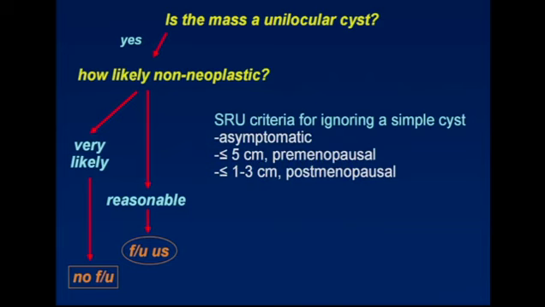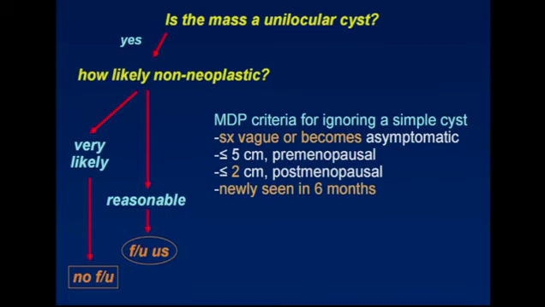So again, the SRU criteria for ignoring a simple cyst: asymptomatic patients, less than or equal to 5 centimeters if you're premenopausal, and less than or equal to 1 to 3 centimeters, you get to choose, if it's postmenopausal. Now, my criteria are slightly different.